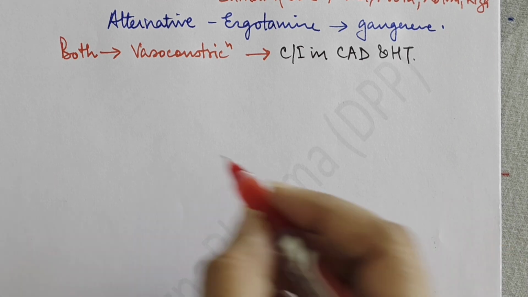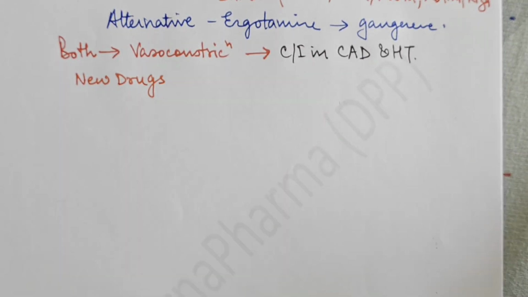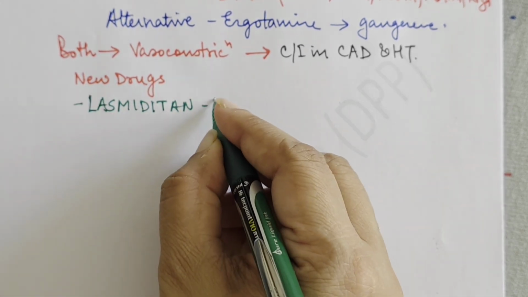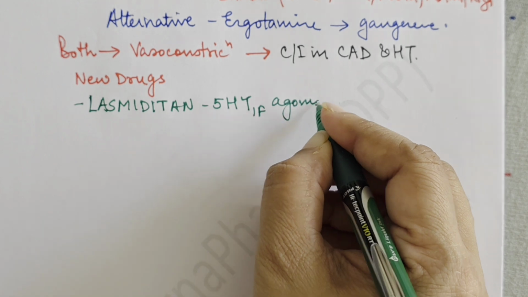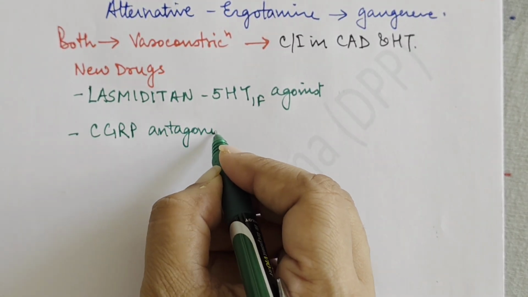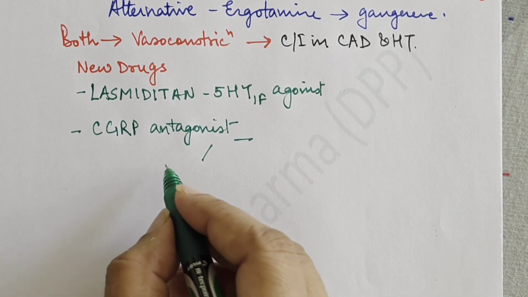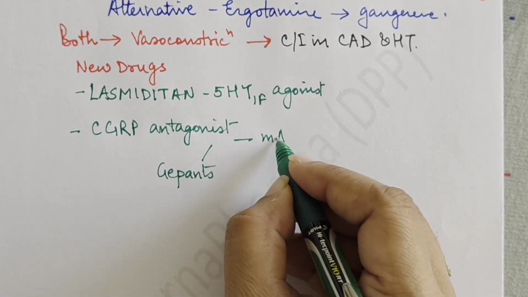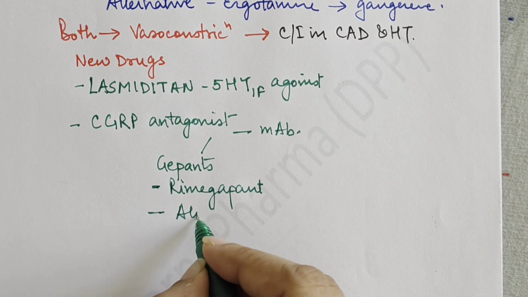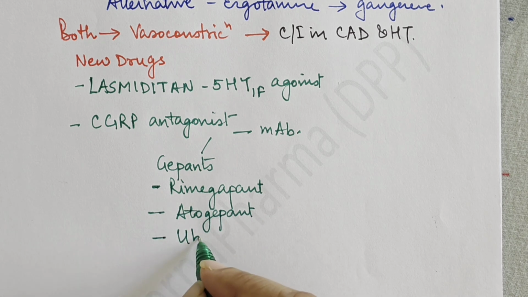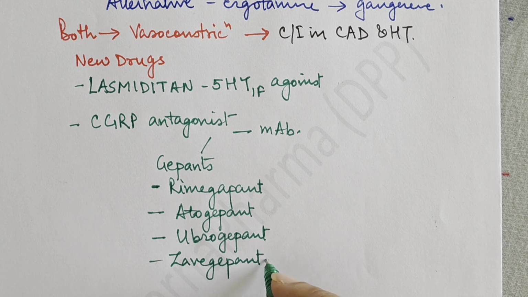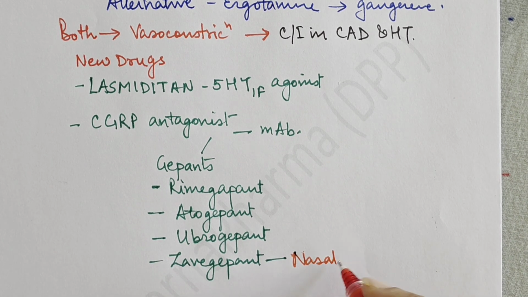So then we have new drugs. Now what are those new drugs? We have seen earlier also. The first drug that we had seen was lasmiditan, which is 5-HT1F agonist, right? And this we have seen in detail there. Then we have CGRP antagonist, CGRP receptor antagonist, and in this we have two categories. One is Gepant and one is monoclonal antibodies. Now Gepant mein we have Rimegepant, Atogepant, Ubrogepant and Zavigepant, right? This Zavigepant is also given as a nasal spray.